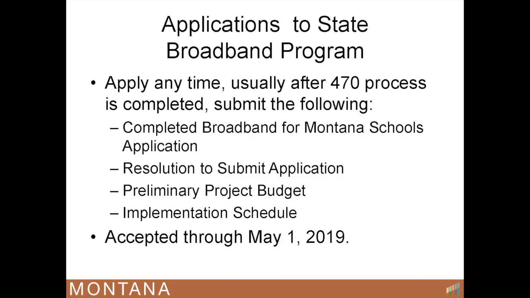Applications to the state broadband program can be submitted at any time, usually after your 470 process is completed. This is no matter where you're at in submitting a 471 or where you're at in the PIA review process. You can send us a completed Broadband for Montana Schools application. There is a resolution to submit the application, a preliminary project budget, and an implementation schedule. Applications to the state broadband program are accepted ongoing and continuously through May 1st, 2019.